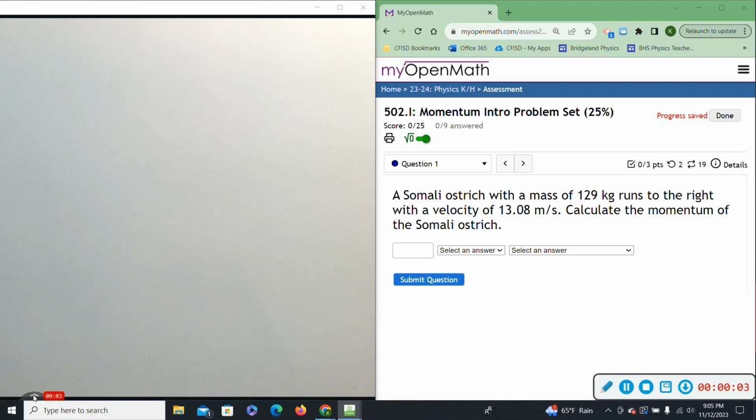This is the assignment 502.1 Momentum Intro problem set. I'm going to work through the problems starting with number 1. A Somali ostrich with a mass of 129 kilograms runs to the right with a velocity of 13.08 meters per second. Calculate the momentum of the Somali ostrich.